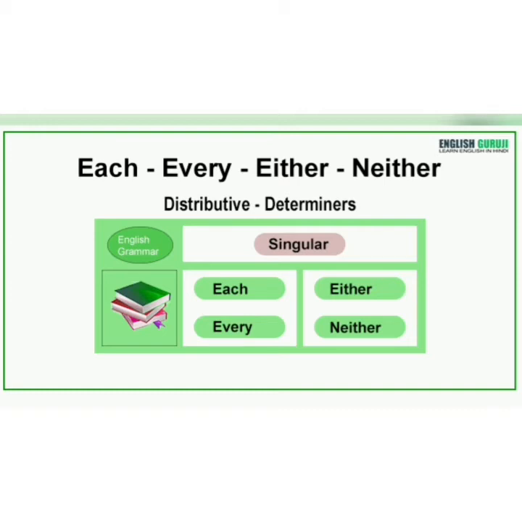Neither is used when both of the options, that is things or people, are not viable. For example, I had two answers in my mind. Neither of them was correct. Each and every are usually used as singular, so they take a singular verb.